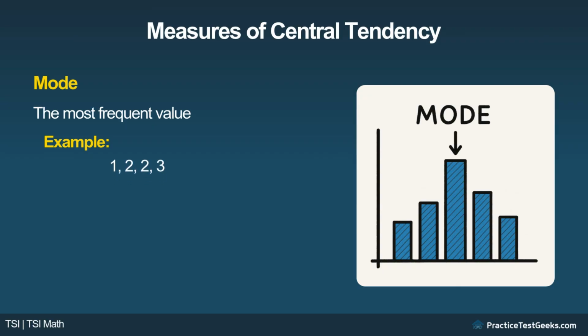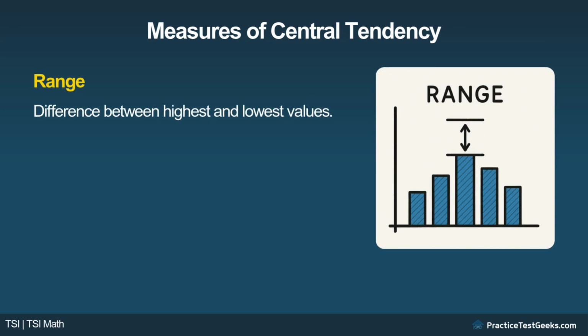Mode, the most frequent value. Example: 1, 2, 2, 3. To find the mode of 1, 2, 2, and 3, list the numbers and find the number that appears most often. 1 appears once, 2 appears twice, 3 appears once. The number with the highest frequency is 2. The mode is 2.